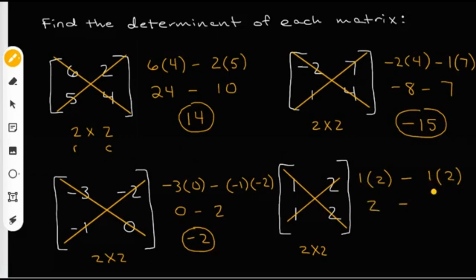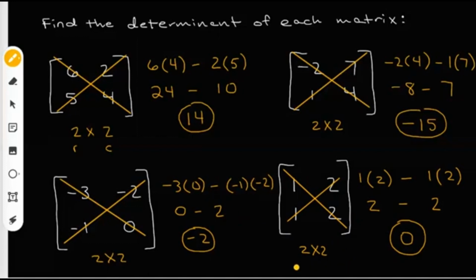Minus 1 times 2 is also going to give me 2. And 2 minus 2 is going to give me 0. So my determinant for this one is going to be 0. What you'll find out later is that when your determinant is 0, that means that you cannot invert this matrix.